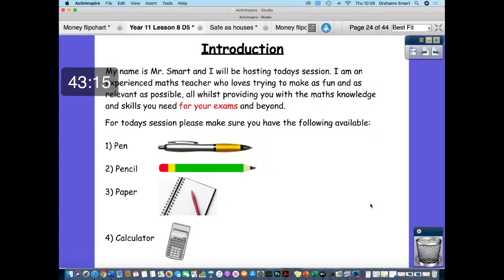Today's session: pen, pencil, paper, calculator, standard stuff. You will need the calculator today though, that will be important. So make sure you've got one handy, please.